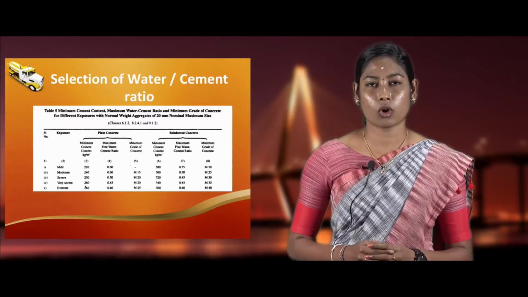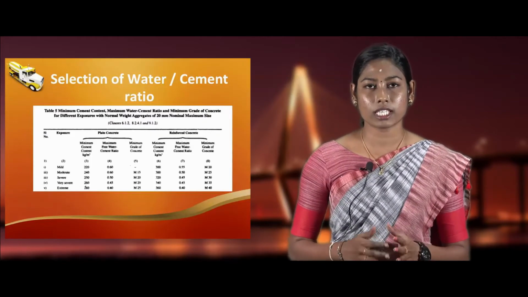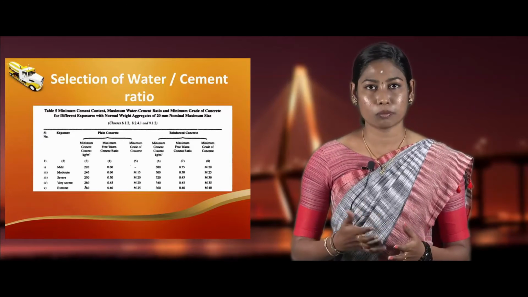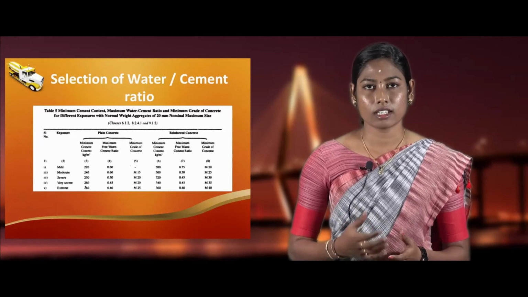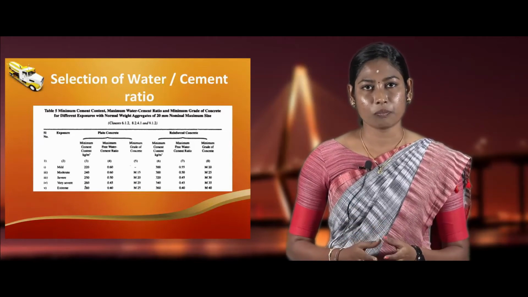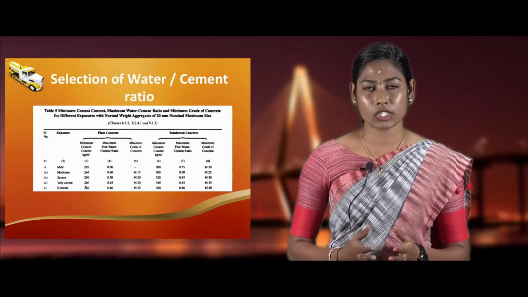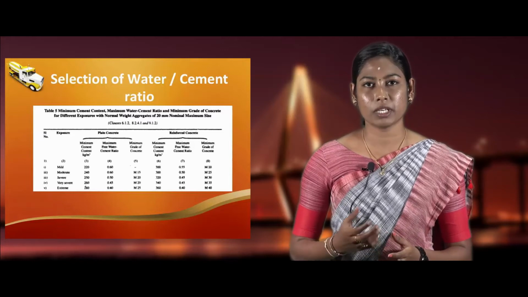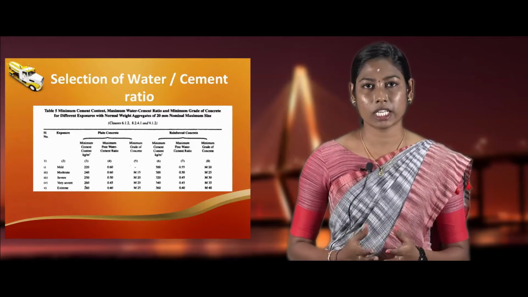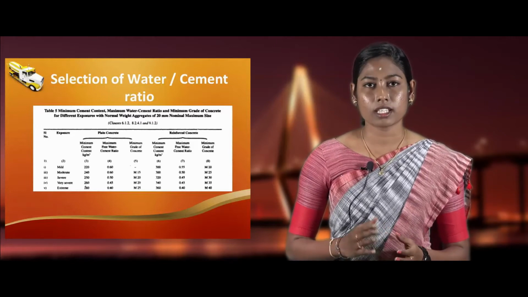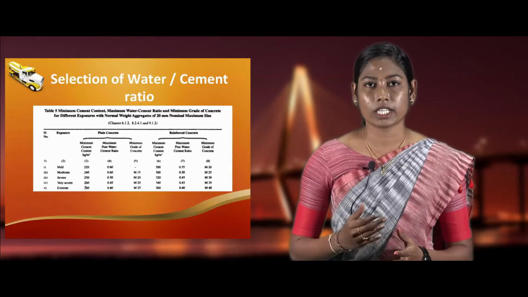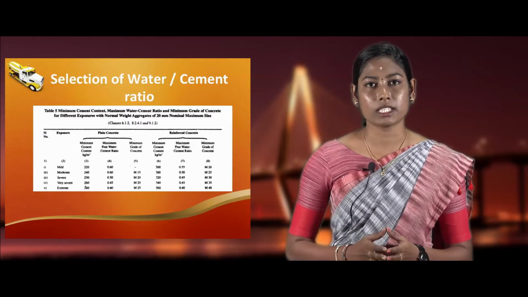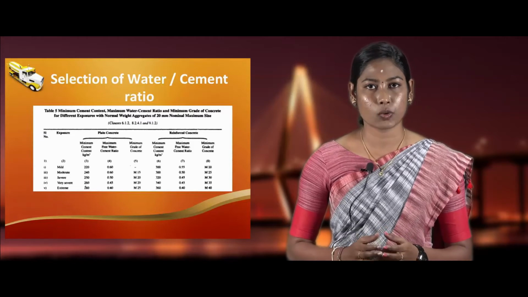Let's see step number 2, selection of water cement ratio. For the same water cement ratio, the compressive strength may differ according to the general type of cement, aggregate size, shape, texture, workability, etc. Therefore, the proper relationship between the water cement ratio and strength of concrete should preferably be established from the actual materials to be used. In case such data are not available, the water cement ratio and the compressive strength at 28 days may be selected from the relationship shown in the figure.